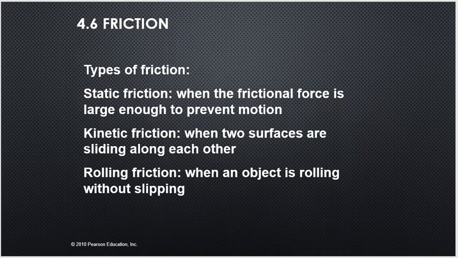Types of friction. Static friction. This is when the frictional force is large enough to prevent motion. So when you push off the ground, you have static friction. Kinetic friction is when two surfaces are sliding along each other. This could be like when a car hits the brakes and you hear that screeching sound. The car is still sliding to a stop. There is friction, but the two surfaces are now sliding next to each other. The car doesn't stop immediately.